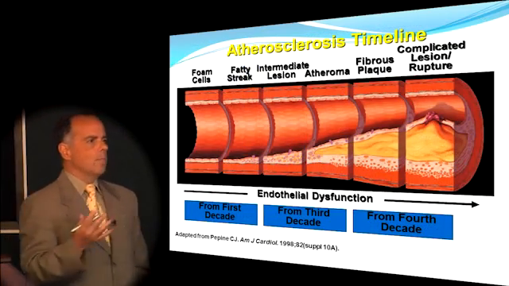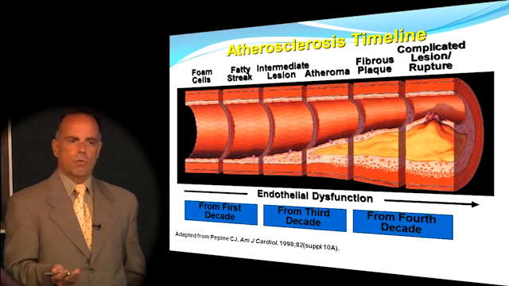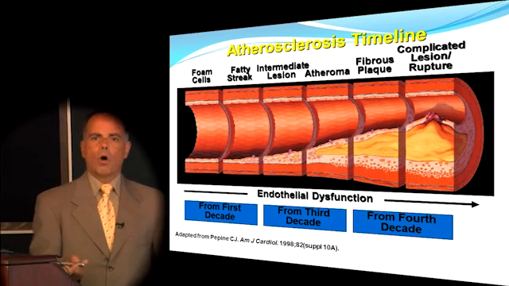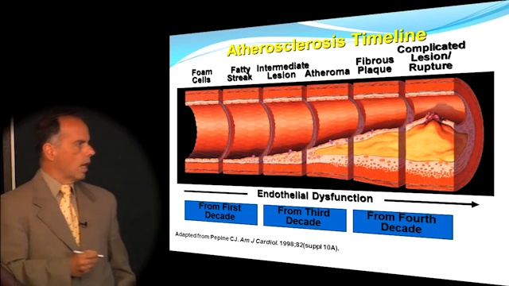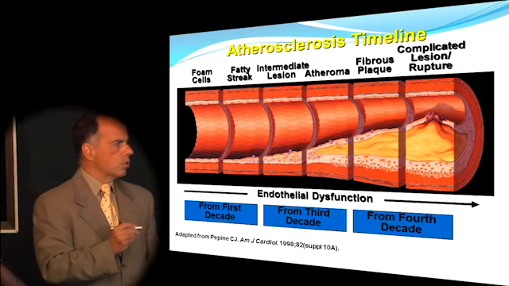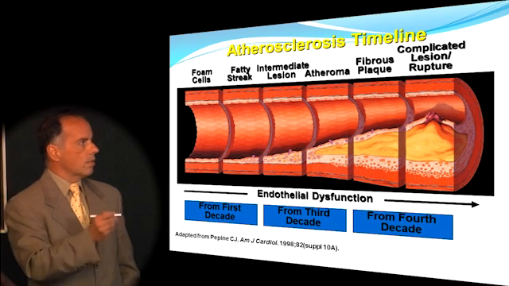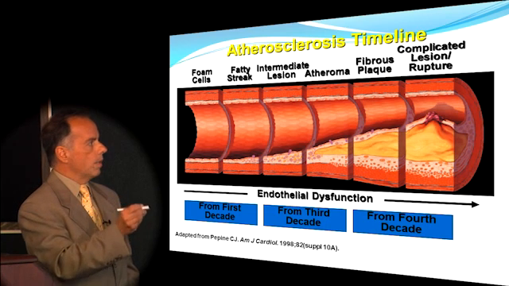And this is just a little schematic on how this process develops. And this is what we call atherosclerosis. This is hardening of the arteries. That's the common terminology. And it really starts in the first decade of life to start forming some inflammatory cells in the artery. This is a cross-sectional picture of an artery from here to here.